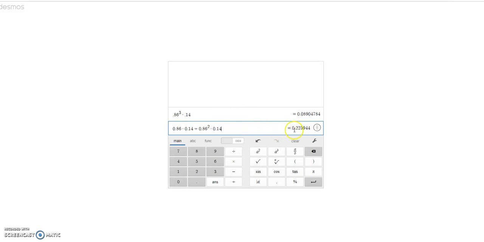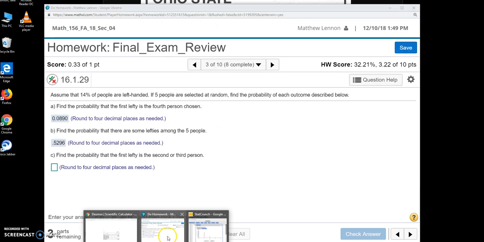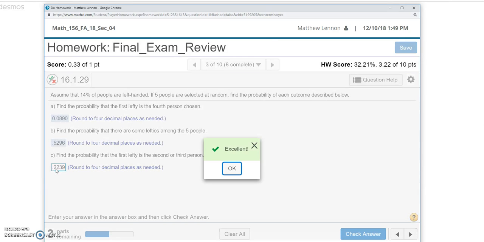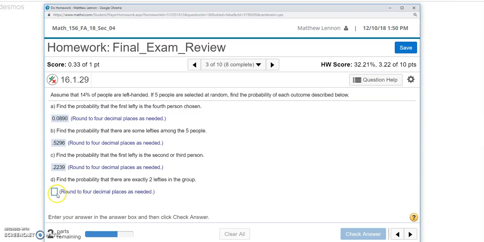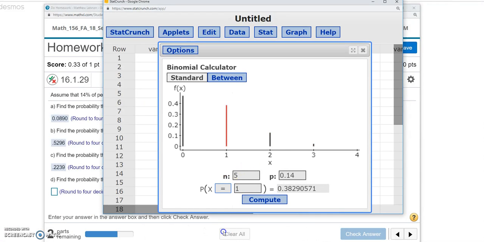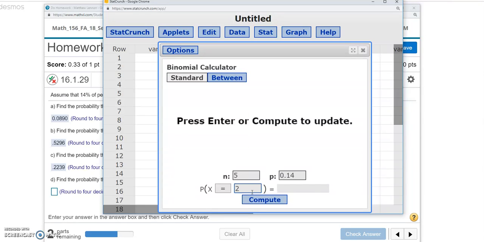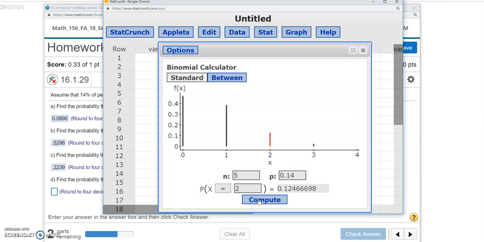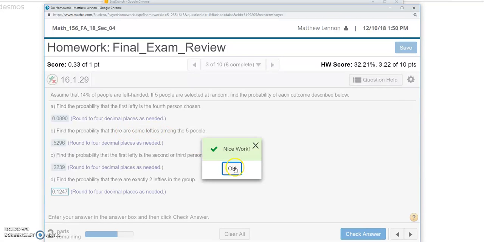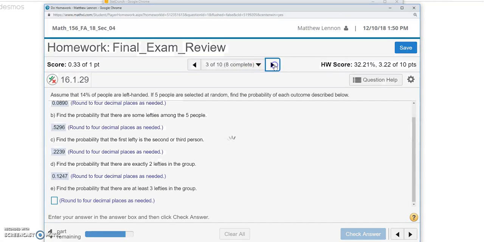So you get 0.2239. And for exactly 2 lefties, again, we'd go back to the normal calculator, and we just set that equal to exactly 2. And we can compute that there. So 0.1247. And, similar, we've seen some of these on the homework before.